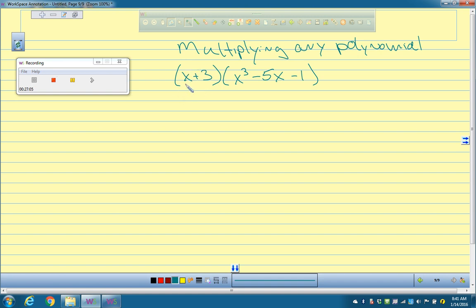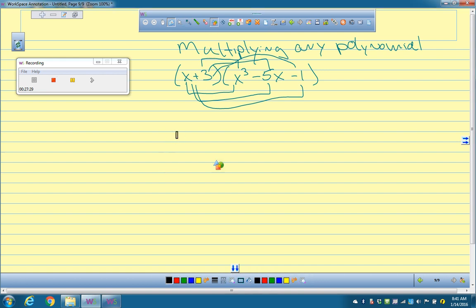I have to multiply everything here by everything here. So it's like distributive property. So I could go this times this times this, and this times this. And then I have to go this times this times this, and this times this. And then I have to add them all up, right? Add all my like terms. But the neatest way to do it is with a box, okay?